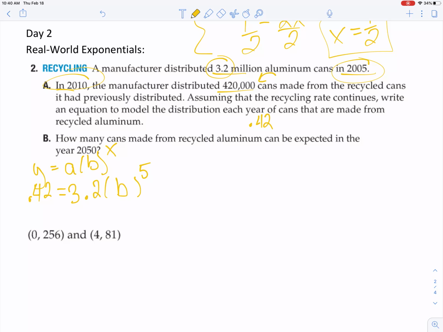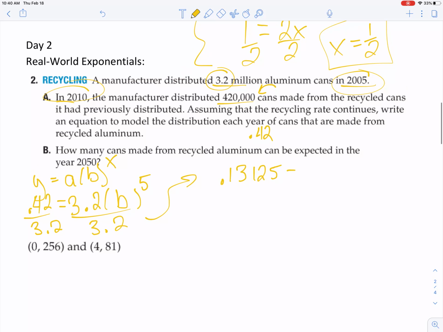So now I can solve for the base value. I'm going to divide by 3.2. And that's going to give me a long decimal. I don't know that I really want to write it out, but it's 0.13125. If I want an exact answer, I'm just going to leave that in my calculator. I recognize that I need to do the fifth root to get b by itself. So when I plug this in, I'm going to do that.